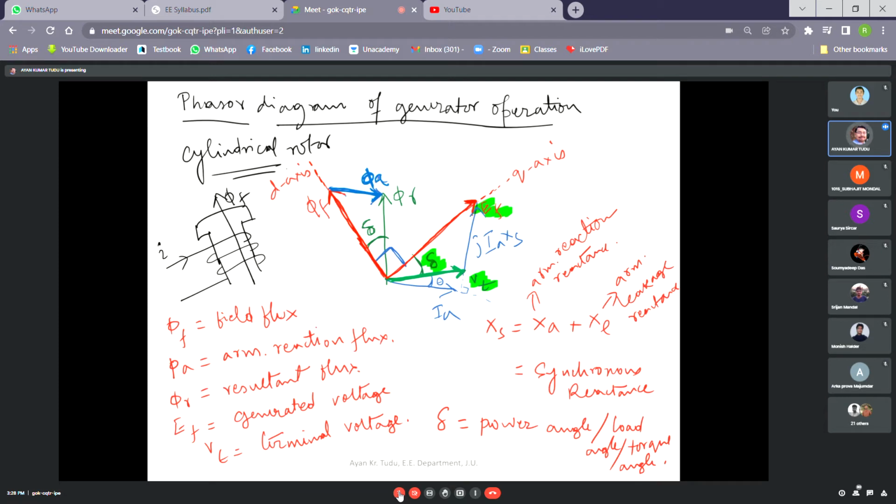Now as I was saying, this particular angle between phi f and phi a will always remain constant. So if this is phi f and this is phi a, then phi r is the resultant of phi f plus phi a.